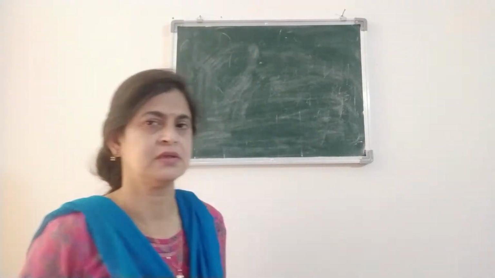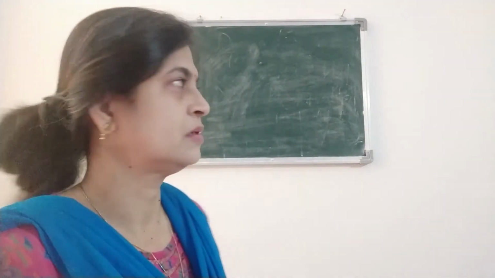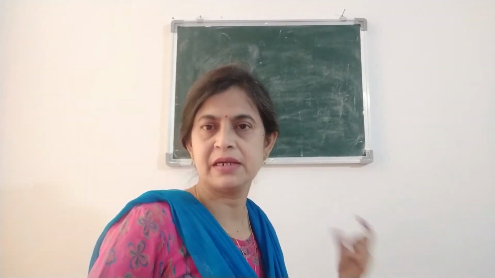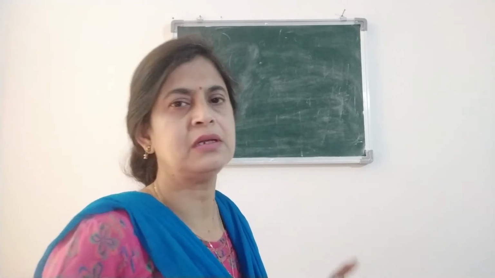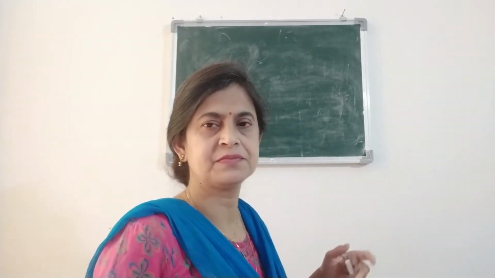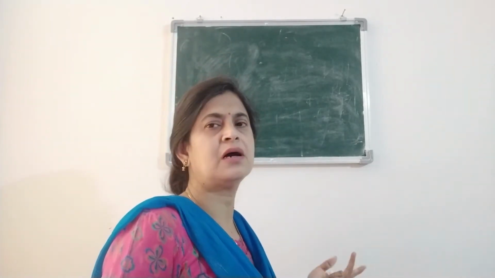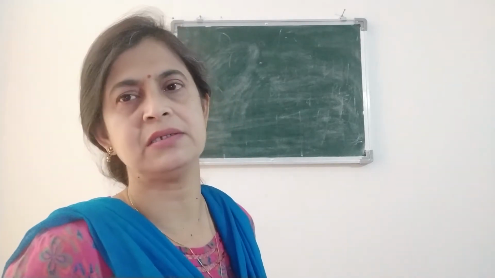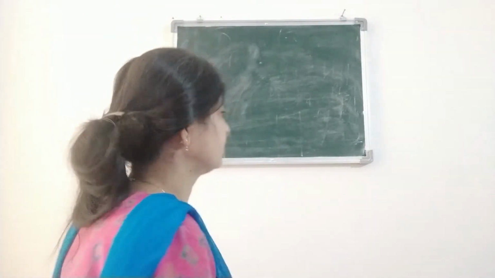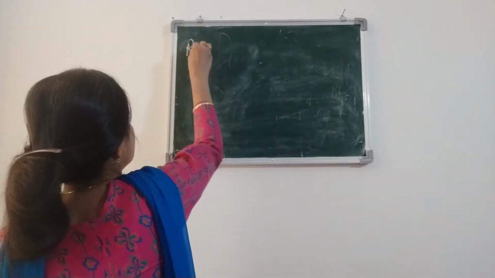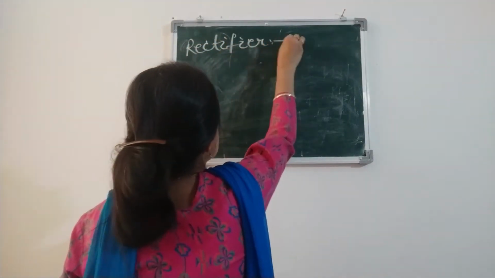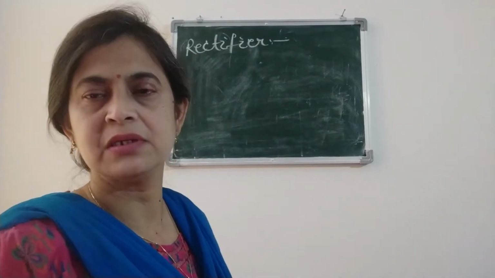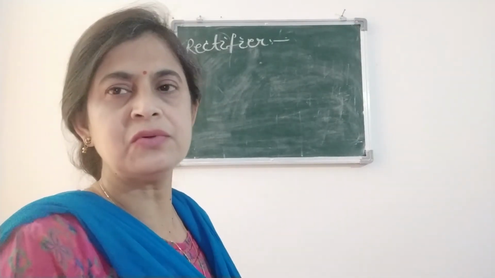Dear students, now we will discuss about rectifier, which is an important topic in our semiconductor, and then we will discuss how PN junction diode will act as a half wave rectifier. So first of all, what is rectifier? Rectifier is an instrument which converts alternating current to direct current.